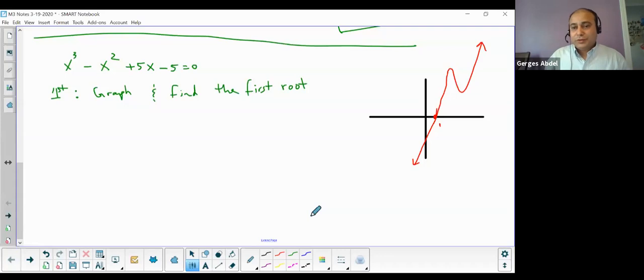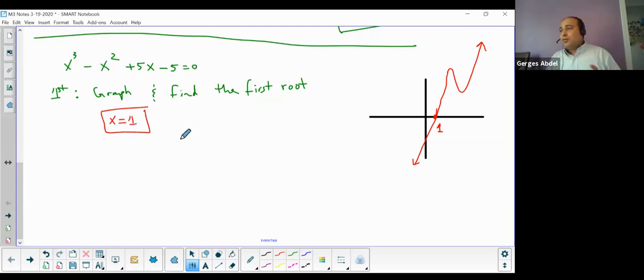So where is your root? If this is 1, where is your root? We did this in the class multiple times. What is the root here? Remember, the root is the same as the solution, the same as x-intercept, the same as what else? Root, x-intercept, solution and zeros are the same. All right, so the first root right here is one. That means the first solution, the first answer, is x equals one.